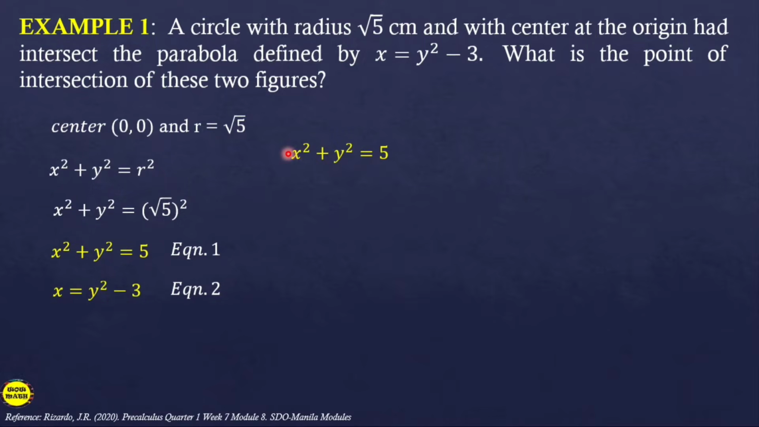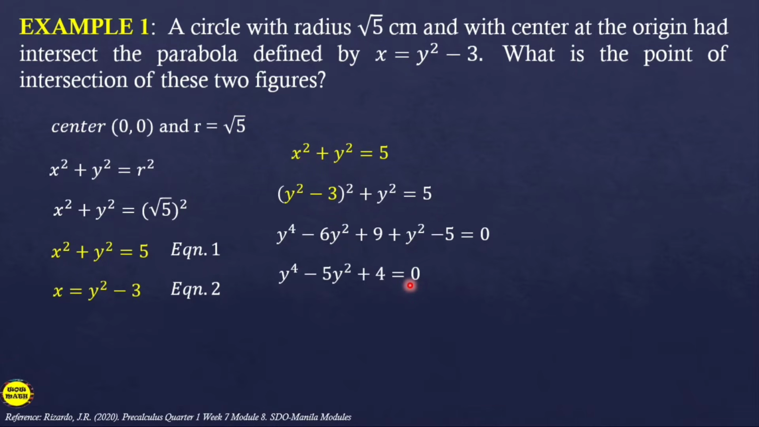Papalitan natin yung x natin ng y squared minus 3, and then simplify. This is y squared times y squared, that is y to the 4th power. Y squared times negative 3, that is negative 3y squared, times 2. Okay, kung familiar kayo sa pag-expand dito, that is negative 6y squared. Then, negative 3 times negative 3, that is positive 9. Plus, copy yung y squared and then lipat natin yung 5 dito. That will become negative 5 equals 0.